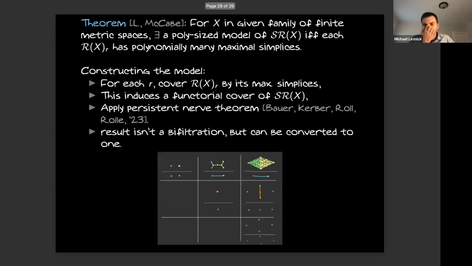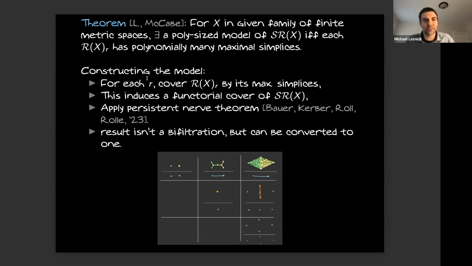Okay, so then I'm about out of time, but I thought I'd close by saying a little bit about how we get at these things. And there's kind of a master theorem that implies these results, which says that for a given family of finite metric spaces x, there exists a polynomially sized model of the subdivision RIPS bifiltration of x if and only if each ordinary RIPS complex has polynomially many maximal simplices. So the moral is that the number of maximal simplices really controls how bad things get.